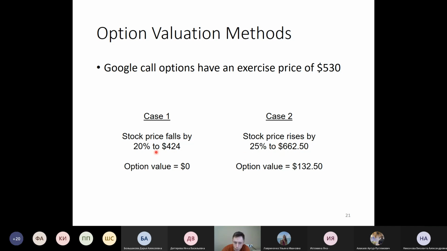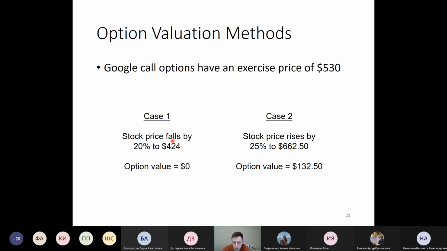How to determine probabilities and the price, this is something that we'll explain further. So far, let's just take them for granted. If the price goes up and it is above the exercise price, the value of the option would be 662.5 minus 530. This would be the value of the option, because we can buy something at this amount cheaper.